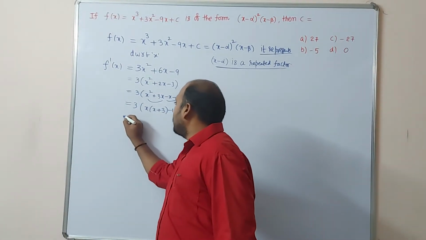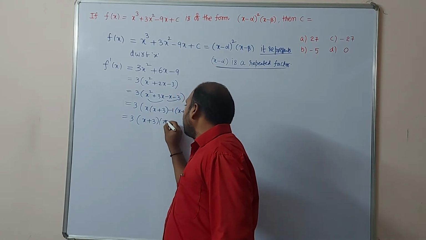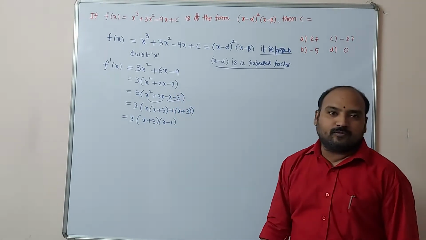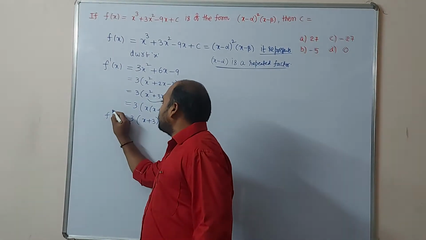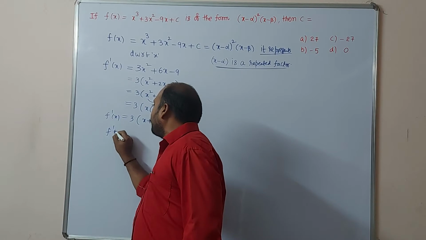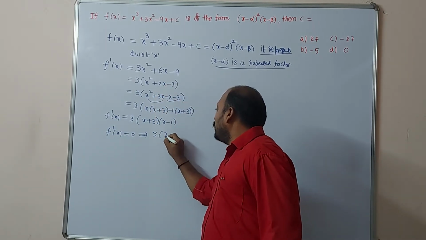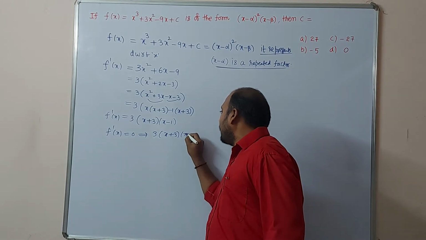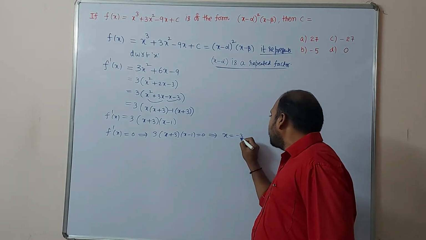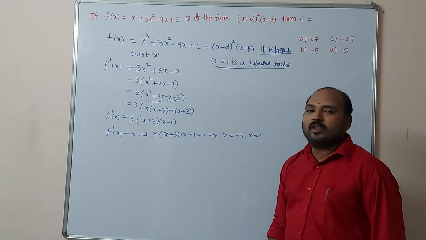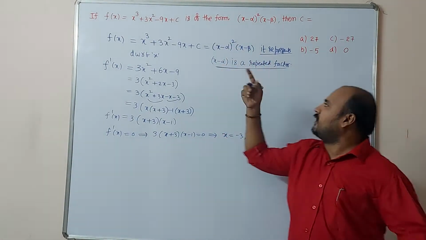So take common x plus 3 from both. So we can write it as x plus 3 into x minus 1. To get the repeated factor, f dash of x equal to 0. That implies 3 into x plus 3 into x minus 1 equal to 0. That implies x is equal to minus 3, x is equal to 1. Here x is equal to minus 3, x is equal to 1 means alpha is one of the repeated factor.